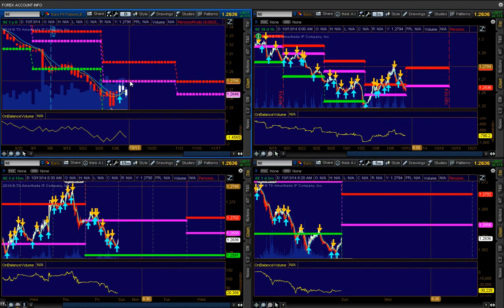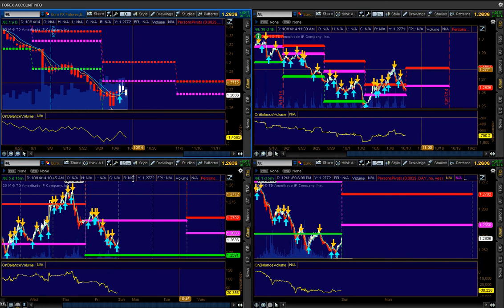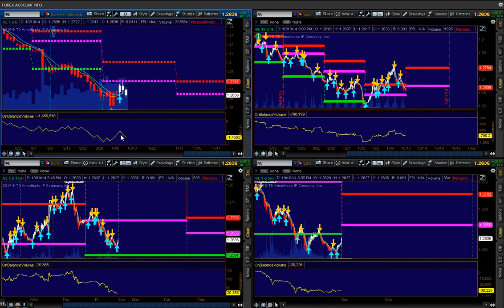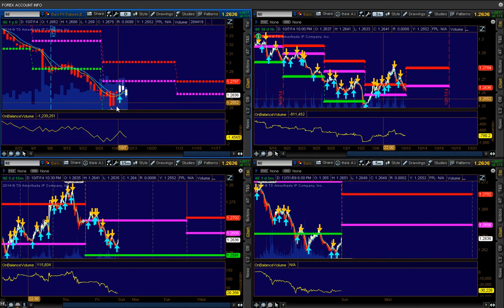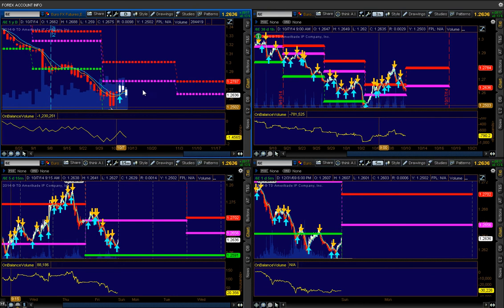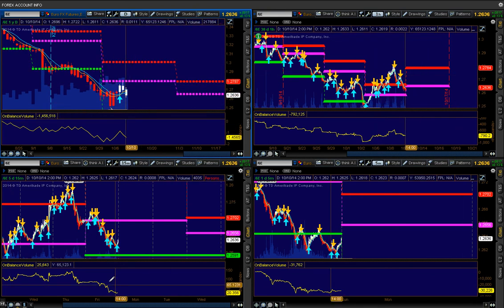As you can see, using on balance volume, we spiked up, but we never really took out that level right there. So it's still pushing to the downside. So let's see if we push lower, test this low, respect it, and go higher, or continue pushing lower.